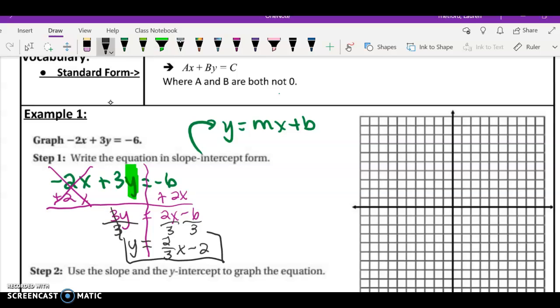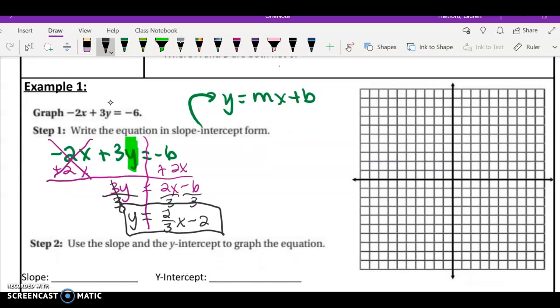All right, so that leaves us with y equals 2/3 x minus 2. So now it's in slope-intercept form. And then it says use the slope and the y-intercept to graph the equation. So that's what I'm going to do. My slope is what's next to the x, and my y-intercept is my constant. So my slope was 2/3, and my y-intercept is negative 2.